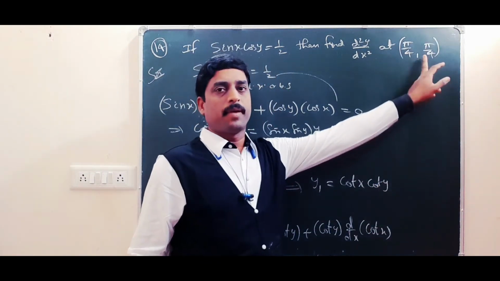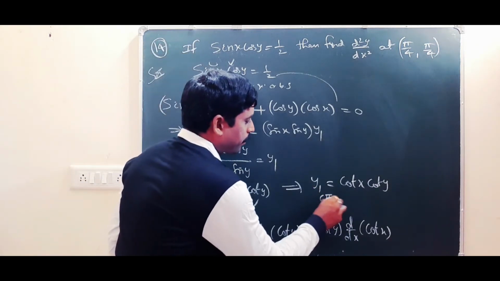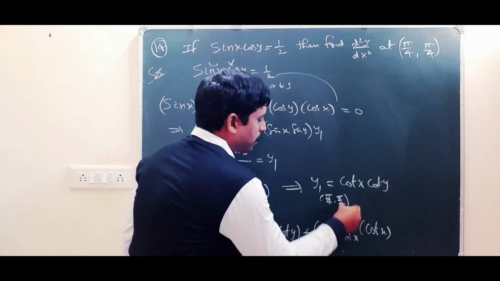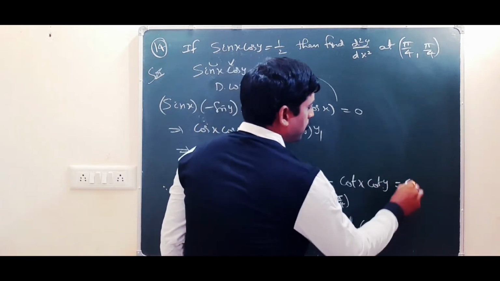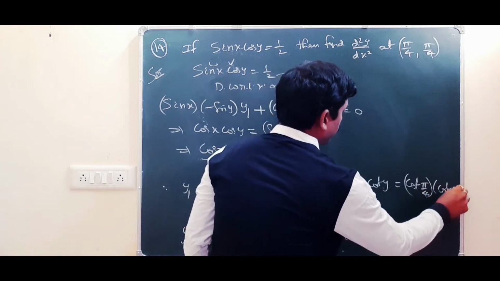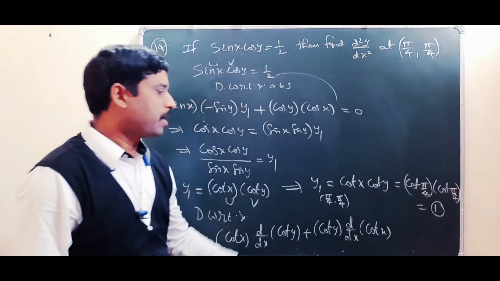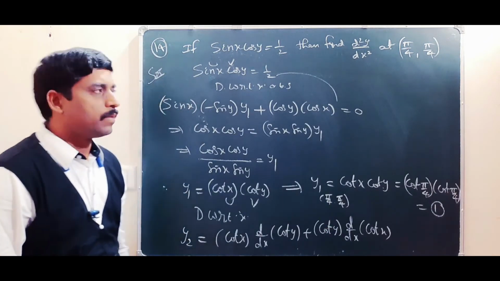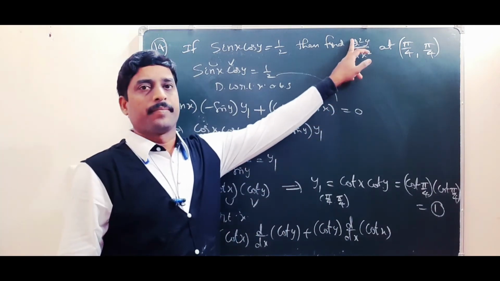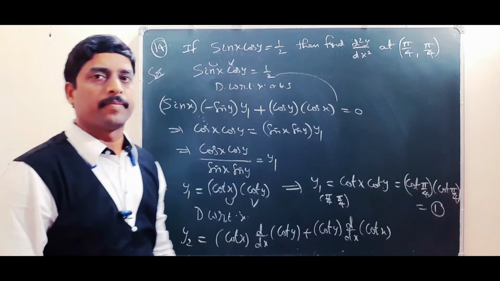At pi by 4 and pi by 4, first we have to find the y1 value. It will be cot 45, cot 45. It will be 1. So the y1 value is 1 at pi by 4 and pi by 4. But our target is y2, d square y by dx square at pi by 4 and pi by 4.